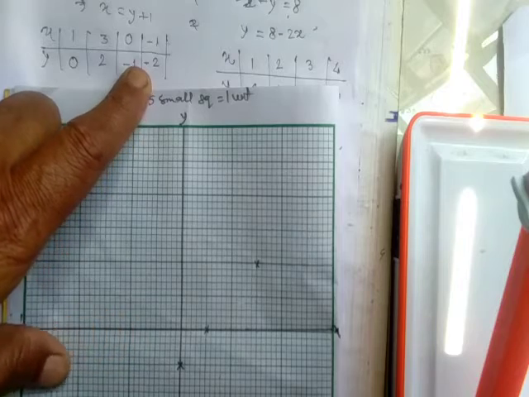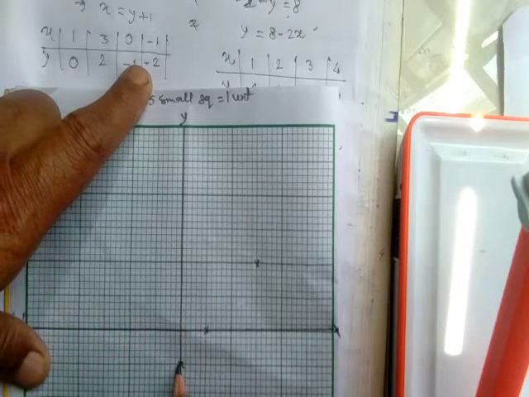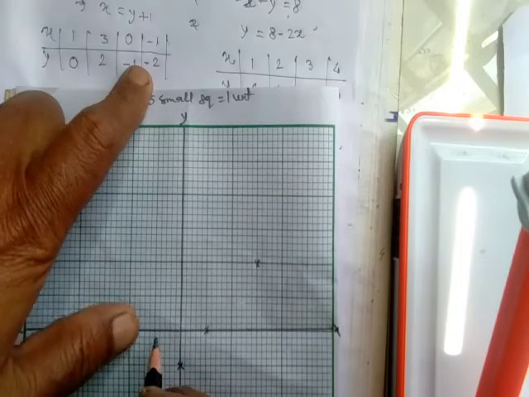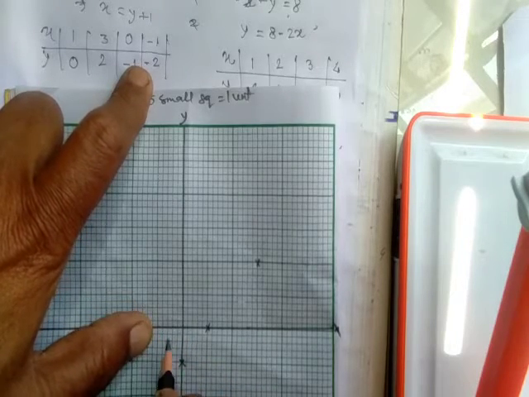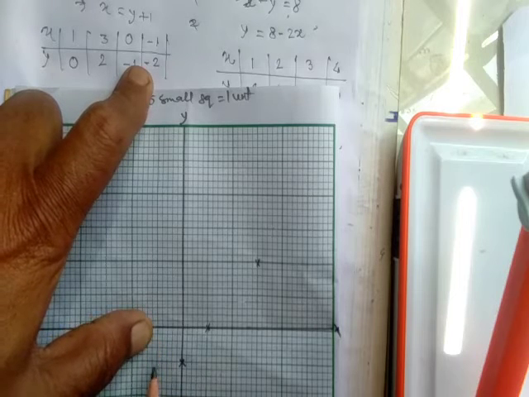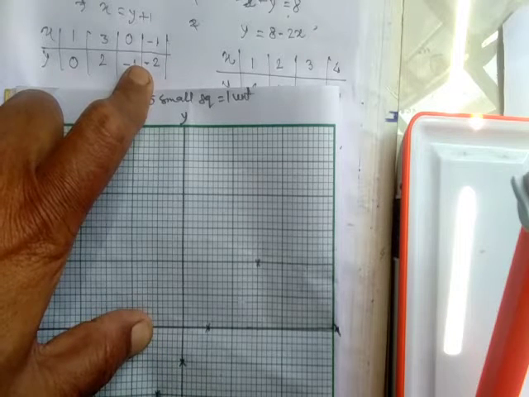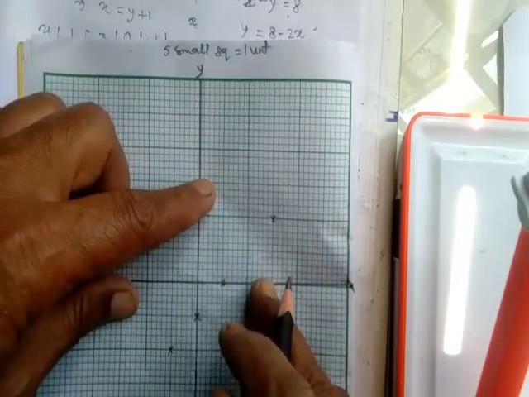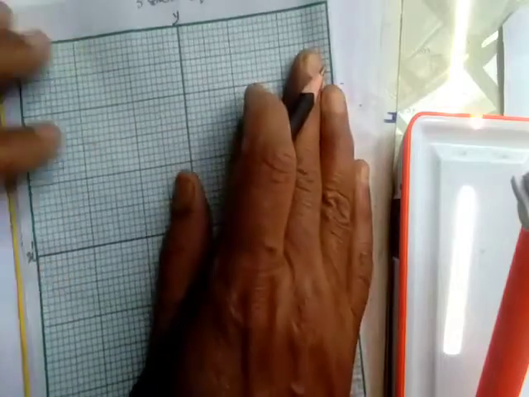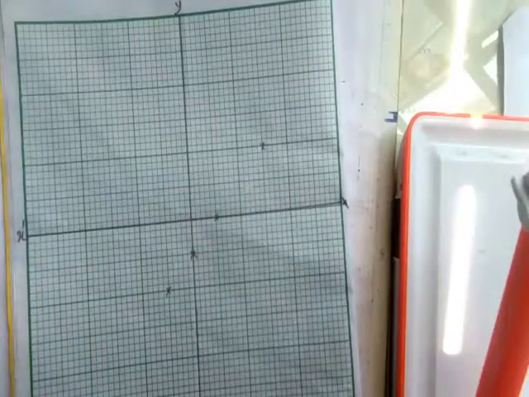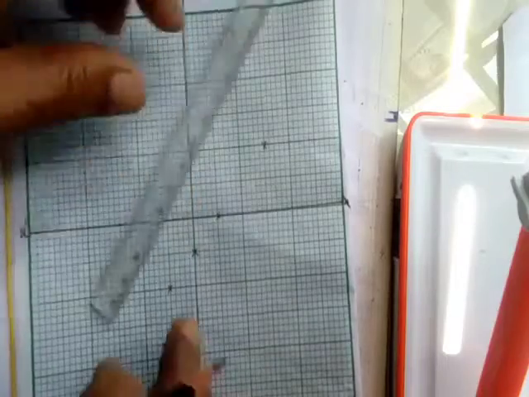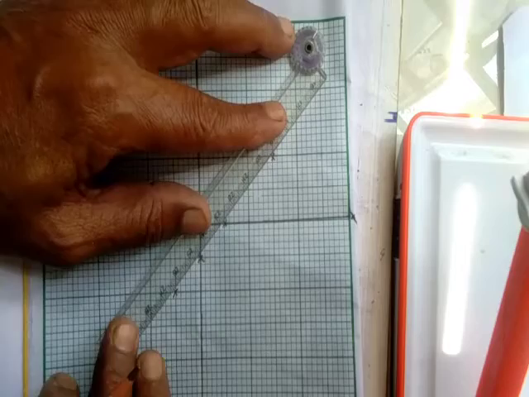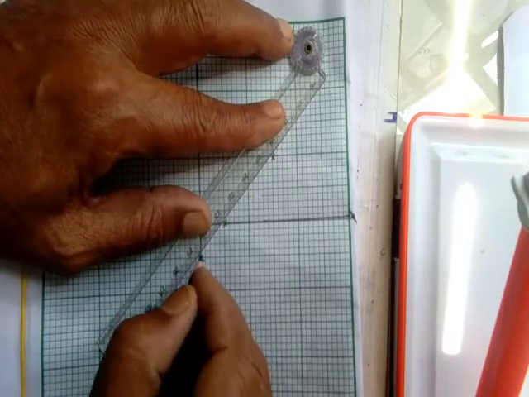X is equal to minus 1, this side, y is equal to minus 2. So I got these 4 coordinates, and they are on the same straight line. So I'll join them. Join the 4 points. All the 4 points should come on the same straight line.